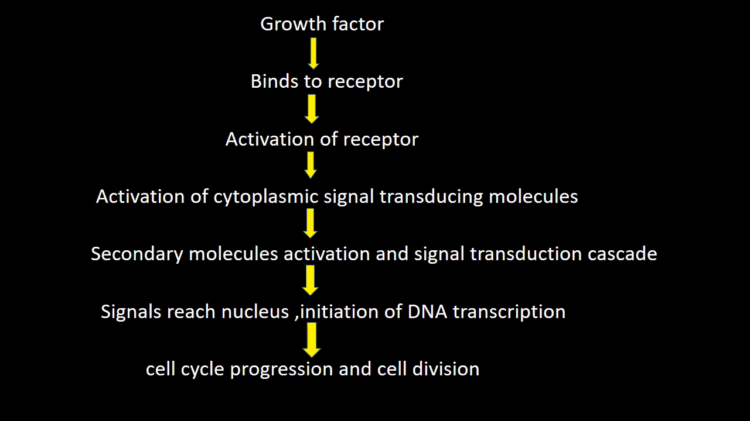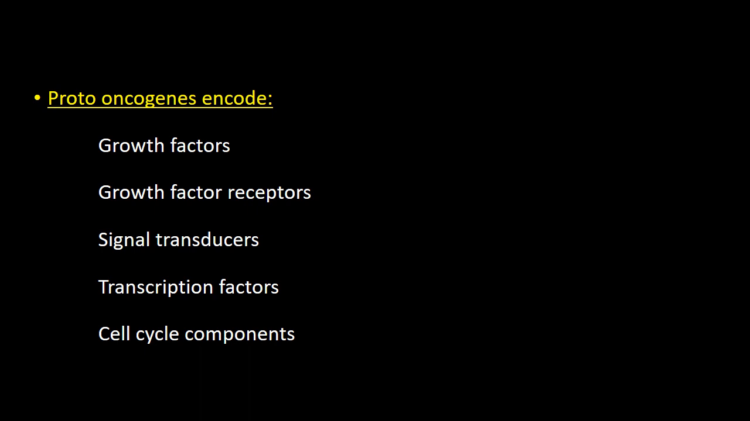So the function of these proto-oncogenes is that they act like growth factors, growth factor receptors, signal transduction molecules, transcription factors and cell cycle components. Under these 5 levels they do act. See, proto-oncogenes encode for growth factors. They encode for growth factor receptors. Look at this, growth factor receptors. They encode for signal transduction molecules. They encode for transcription factors and they also encode for other cell cycle components. This is how a proto-oncogene works.